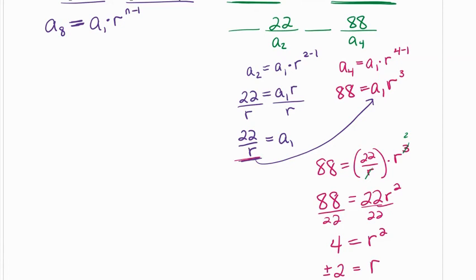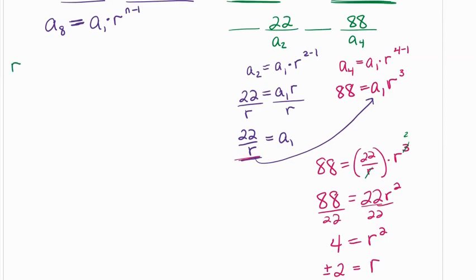If the common ratio is positive 2, let's do that one first, right? So if we go with our first option, where our common ratio is positive 2. Okay, so I'm going to go back to the sequence up here. If our common ratio was positive 2, that means to get back to the first term, we would divide by 2, right? So if our common ratio is 2, then our first term would have to be positive 11.